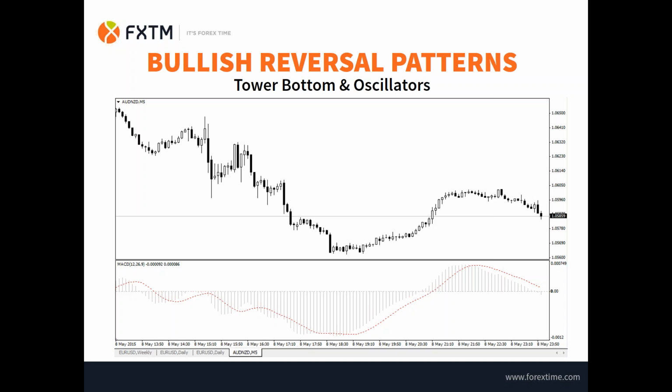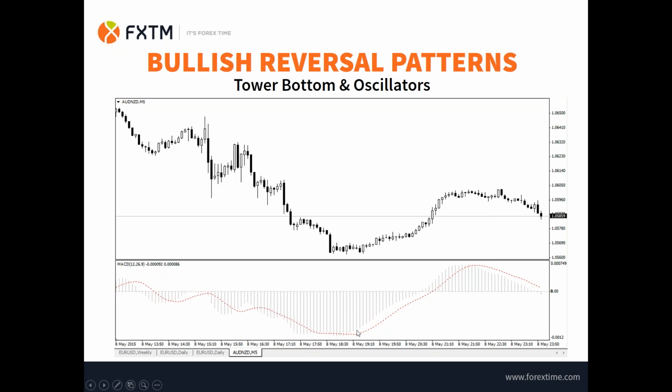Now we have another example here, tower bottom and oscillators. So where is the tower bottom? Let's find out. Let me remove this one. So this is the downtrend. This is the definition of a tower bottom: a long black body in the direction of the downtrend, small candlesticks in between signaling a congestion, and then a long white body. Yes, I know this long white body is not as long as this one. Sometimes you don't get the ideal picture, but in this case, it worked perfectly well.